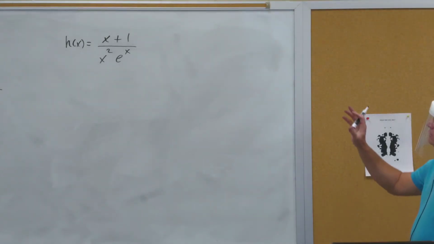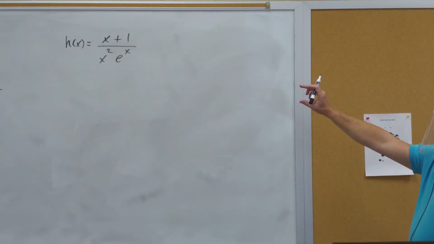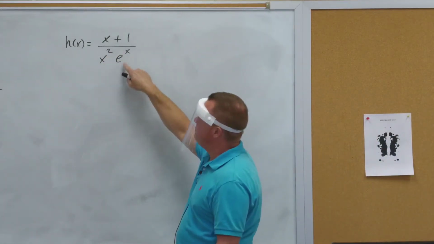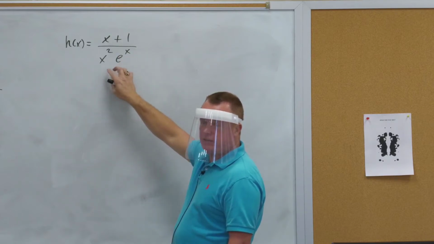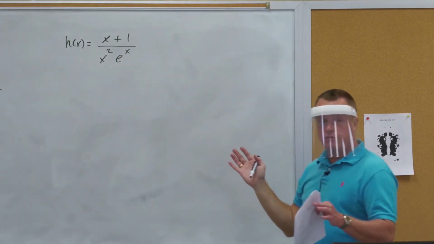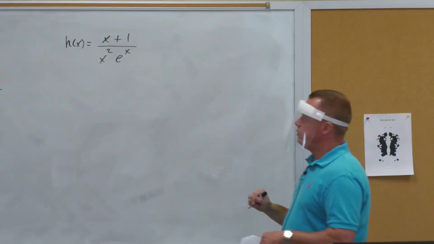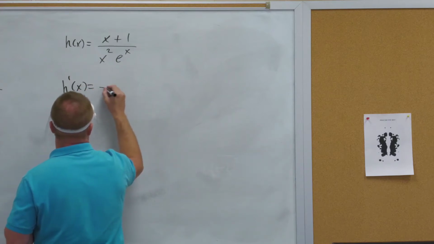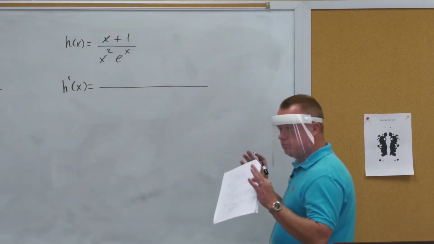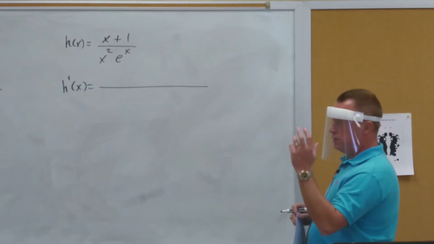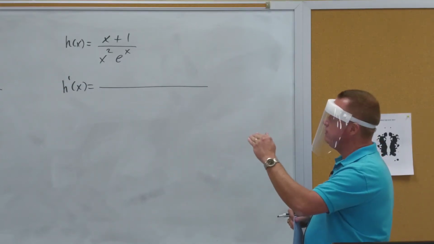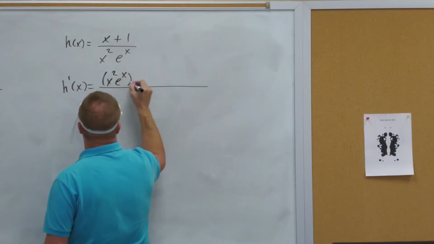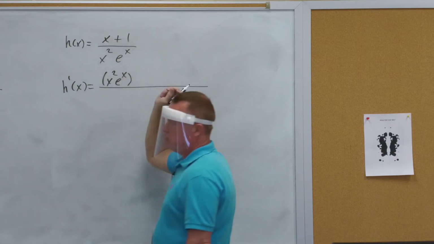Now notice on this one, in the denominator you've got x squared e to the x. So here you have a function of x times a function of x. Whenever I find the derivative of the denominator, I'm going to have to use the product rule for that. Okay? So let's do it. Using the quotient rule, we start with the bottom times the derivative of the top. So I would have x squared e to the x times, what is the derivative of x plus 1?